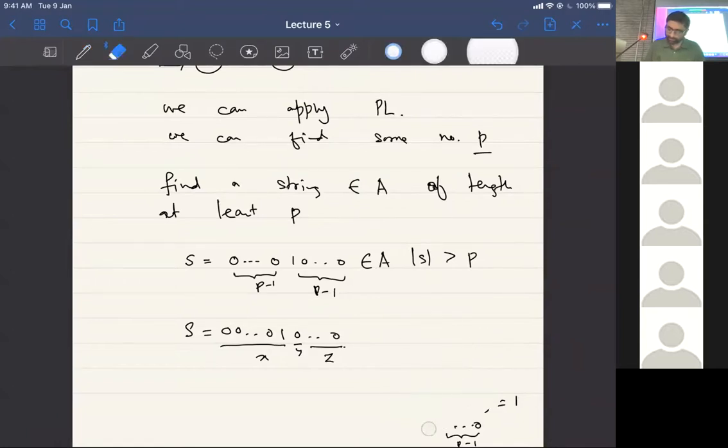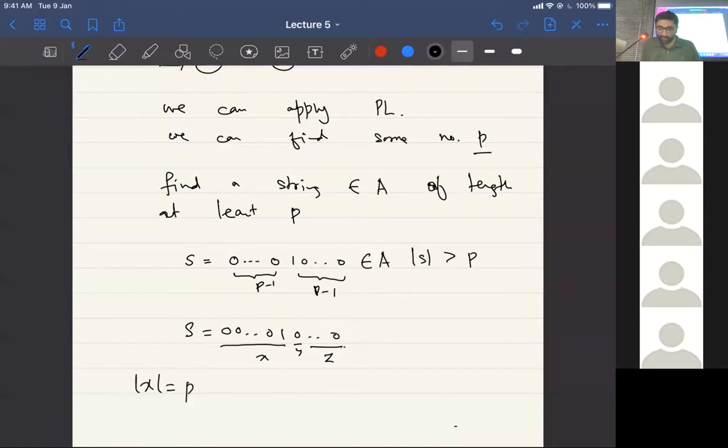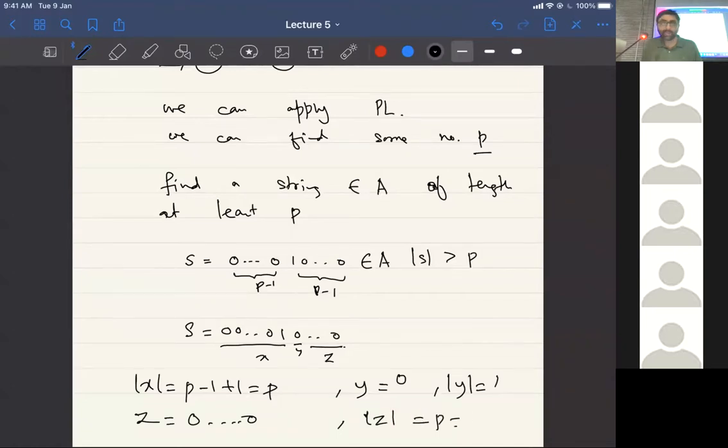So let me explain it again. I say that the first part, all the zeros and the one, is x. How many zeros do we have in this S initially? P minus one, right? And how many ones do we have? Just one. So what is the length of x? P minus one plus one, which is equal to P. What is y? Y is just zero. What is the length of y? One. What is z? Zero, zero. What is the length of z? P minus two. Why? Because we have used one of the zeros in y.